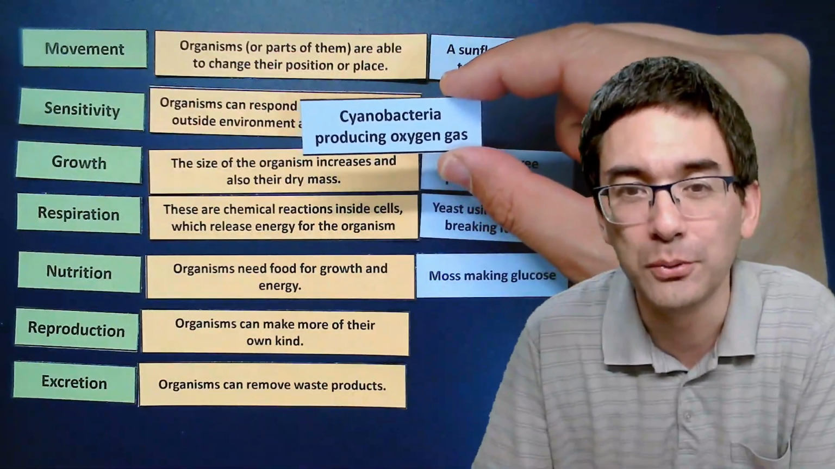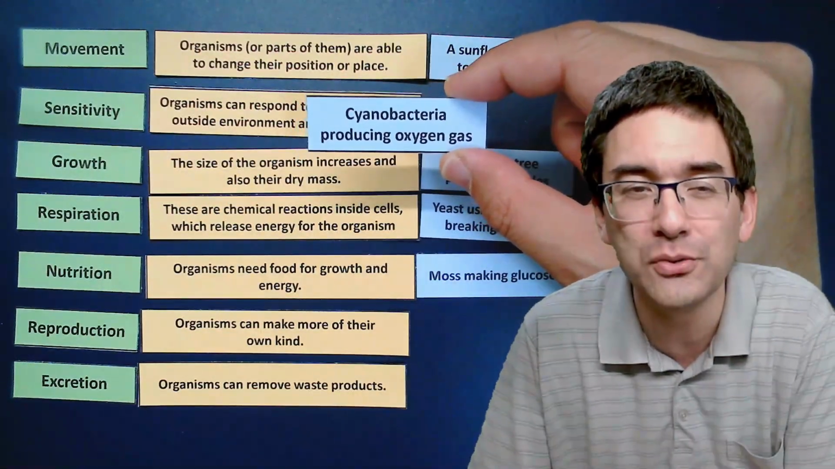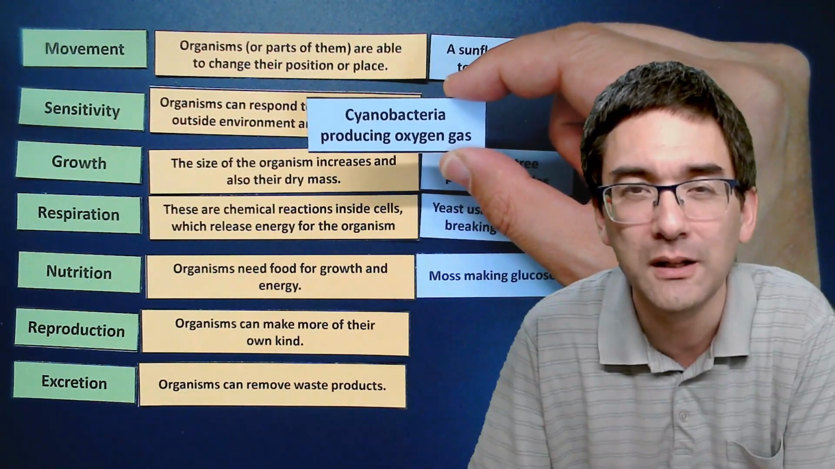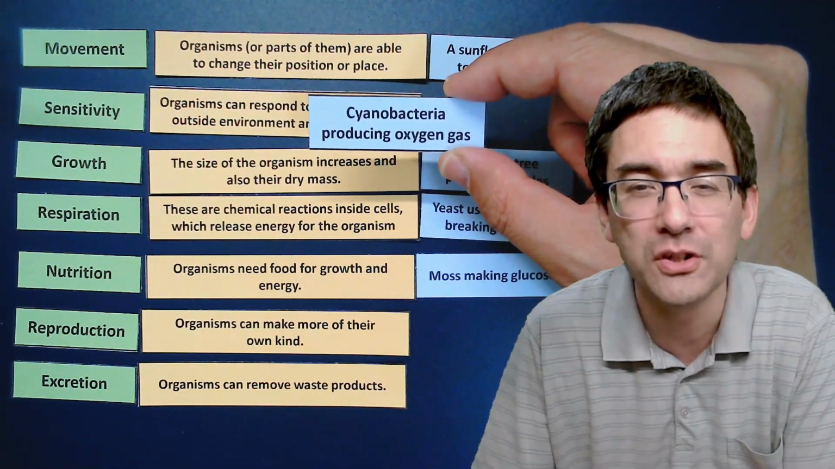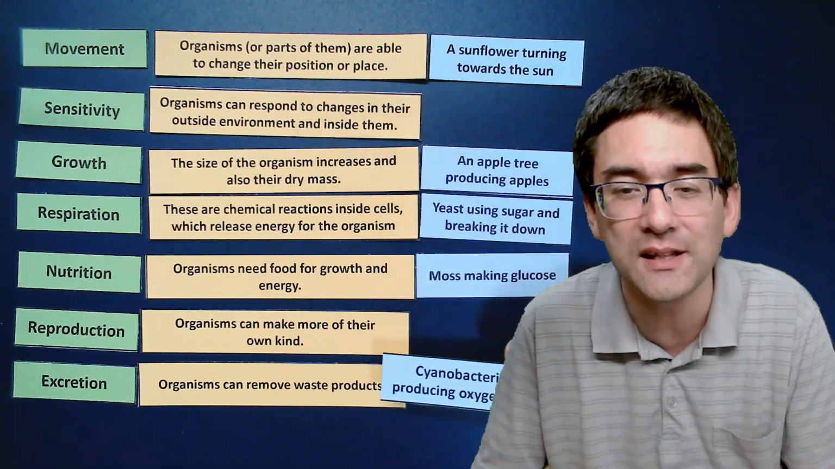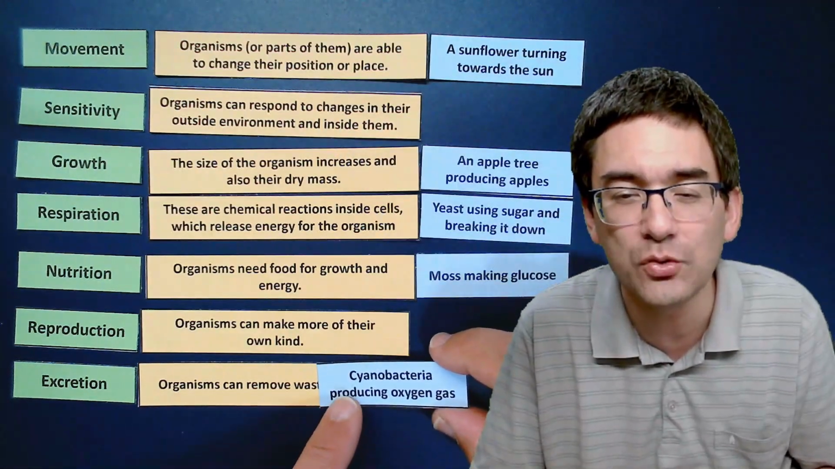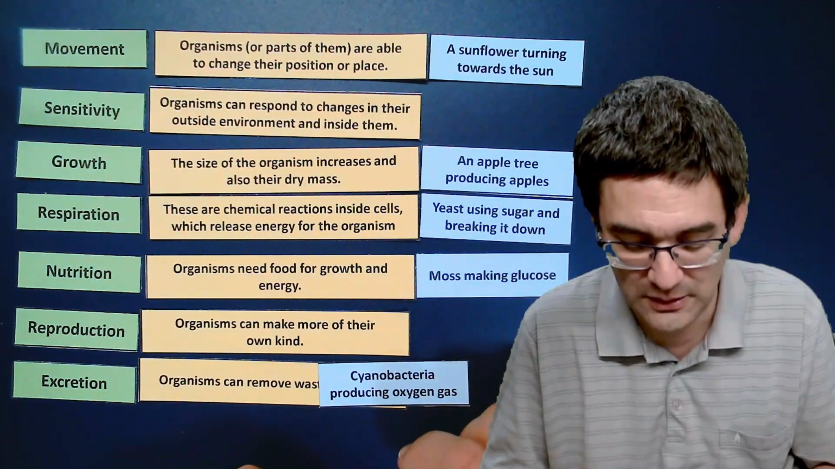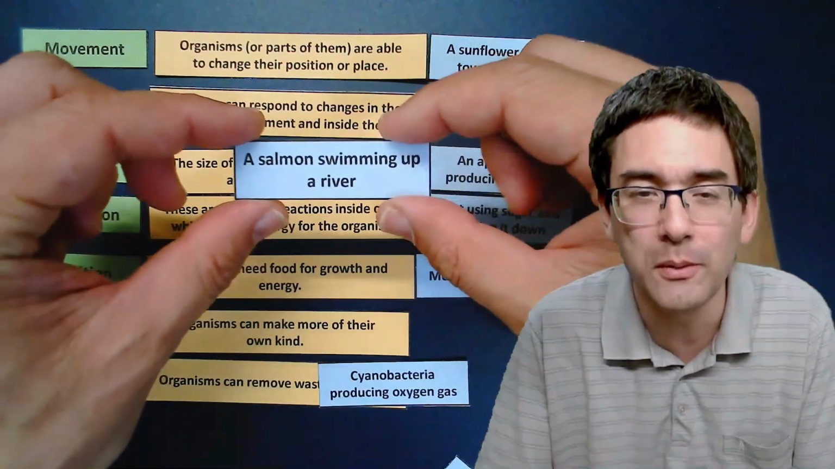Cyanobacteria, they're producing oxygen gas. They're producing gas. How is this possible? Well, they do that because of photosynthesis, and the oxygen gas is a waste gas. So I'm going to put it in here. It's excretion. A salmon, that is a fish, is swimming up a river.